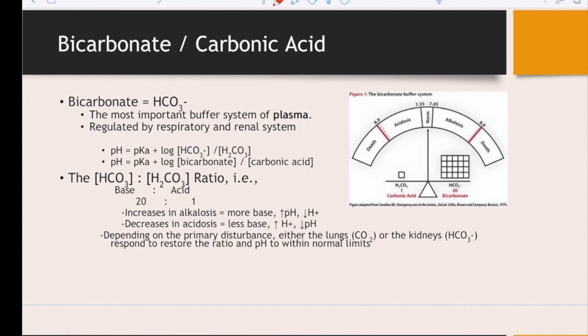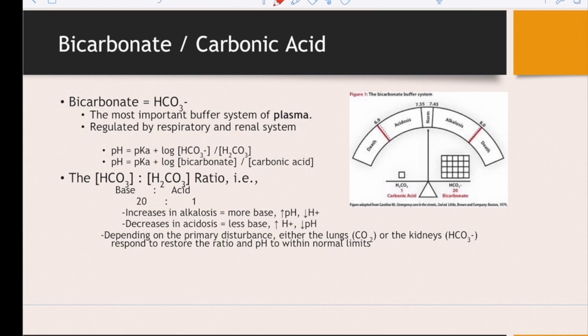So these slides, you'll find that they kind of repeat themselves, but hopefully that shows you what is really important for you to know and understand in order to be successful with blood gases. Here we just break down that bicarbonate, or HCO3 negative, is the most important buffer system of plasma, this bicarbonate carbonic acid buffer system. And it is regulated by two separate systems in the body. So not just the respiratory system, but also the renal system.